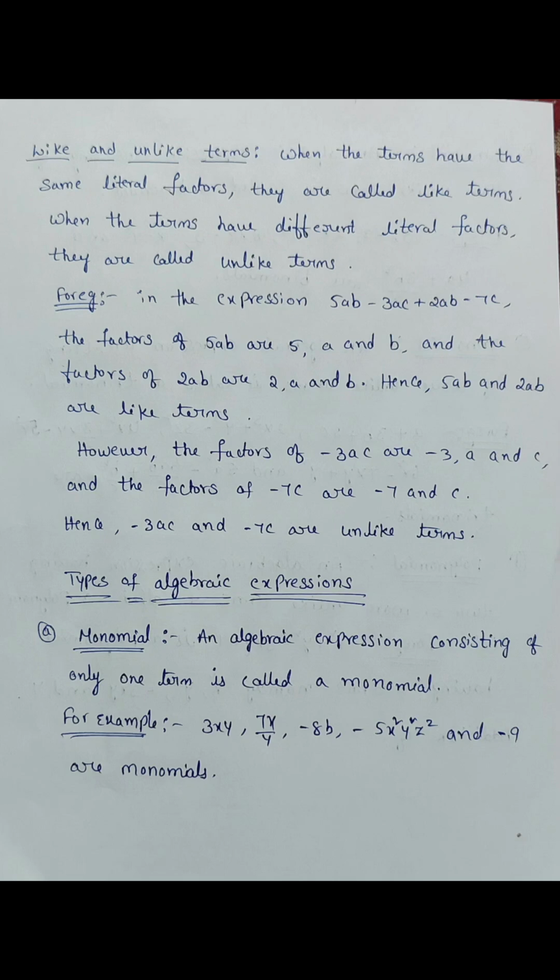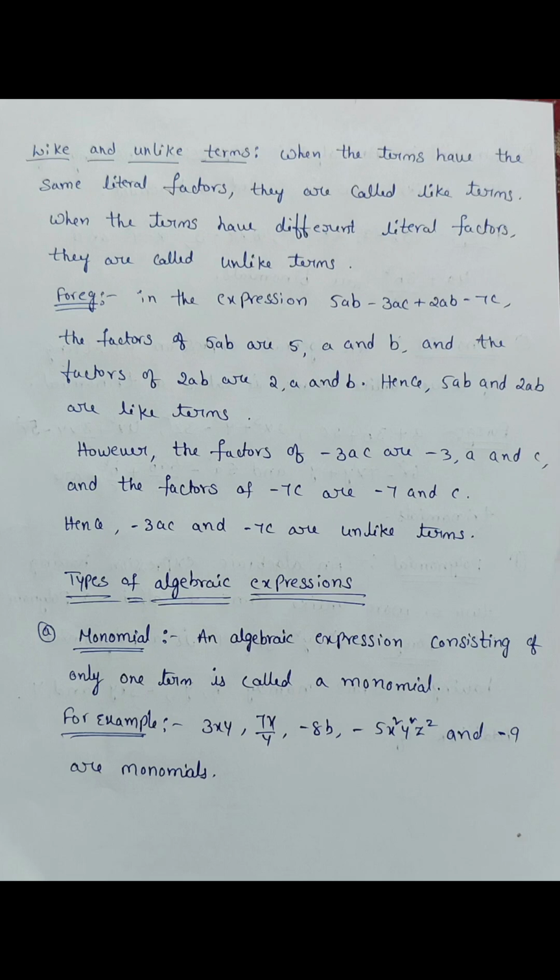For example, in this expression 5ab minus 3ac plus 2abc minus 7c, the factors of 5ab are 5, a and b, and the factors of 2ab are 2, a and b. Hence 5ab and 2ab are like terms. However, the factors of minus 3ac are minus 3, a and c, and the factors of minus 7c are minus 7 and c. Hence minus 3ac and minus 7c are unlike terms.